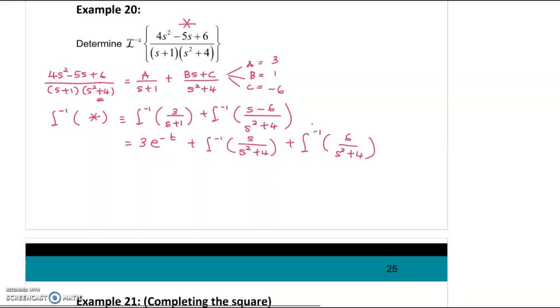In fact, this is minus, because we have negative 6. And then, if we refer to the table, s over s squared plus 4 is simply cos 2t. And this one we can write as s squared plus 2 squared. So at the top it should be 2, then we need to multiply with the 3. So we have minus 3, and that one is sine 2t. So that's it.